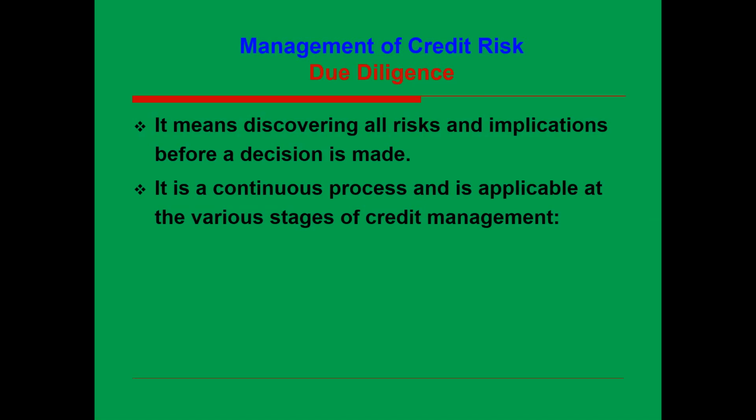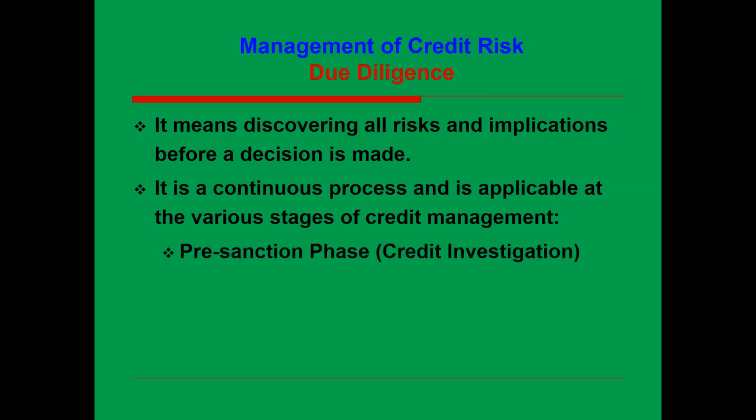So due diligence is always done whenever we receive a credit proposal. It means discovering all risks and implications before a decision is made. It is a continuous process and is applicable at various stages of credit management. And nowadays, robot advisors are also assisting credit managers in taking decisions regarding any credit proposal.